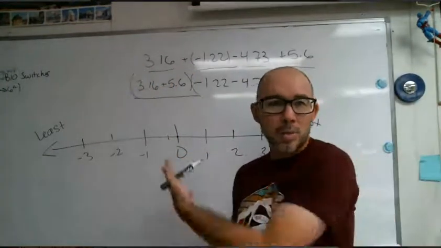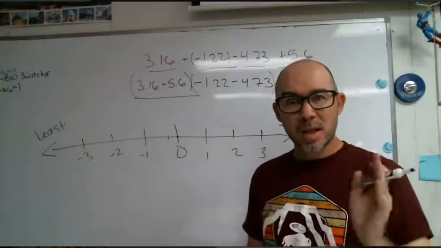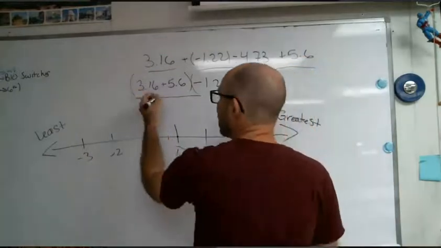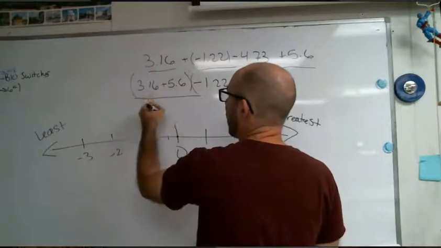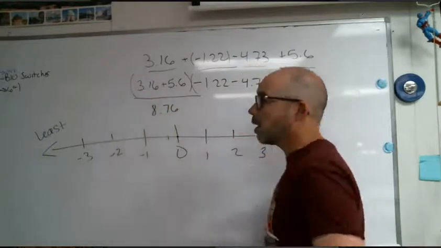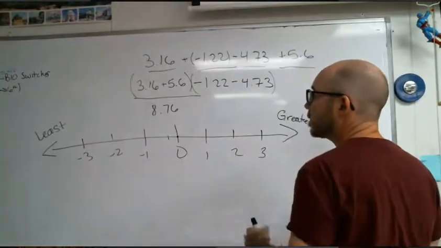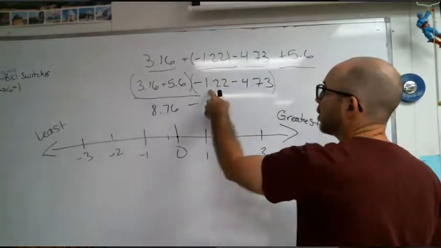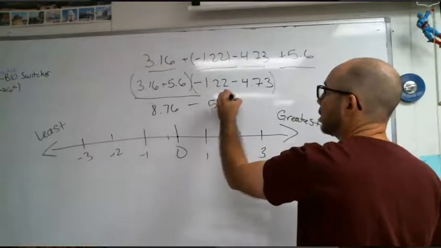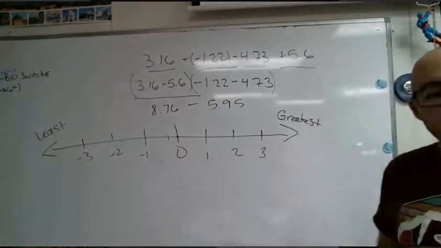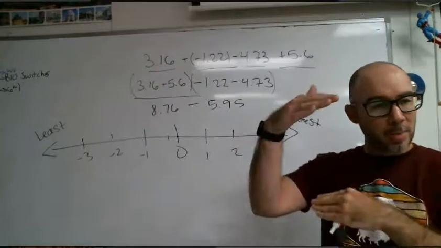So at that point, you might just want to use your calculator to make sure that you line everything up right and get a correct answer. You can do that in your head. You'll get 8.76 on the positives. And then over here, we're going to add these two quantities together, and it's going to be minus. So we get 5.95. Okay? Calculator is probably the best way to round that one off, or you can line them up vertically.